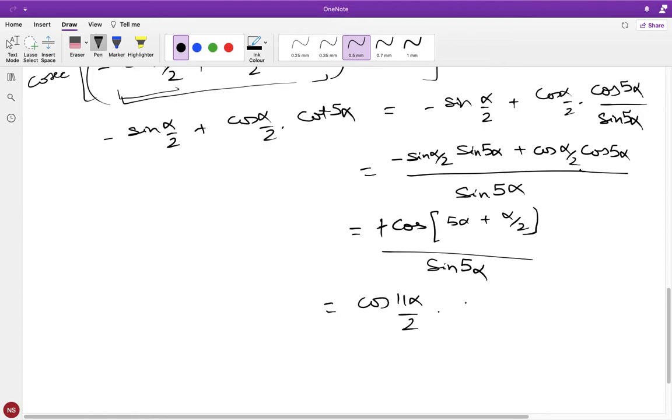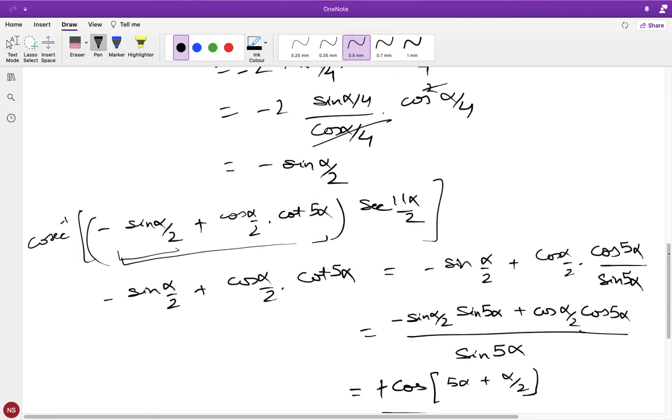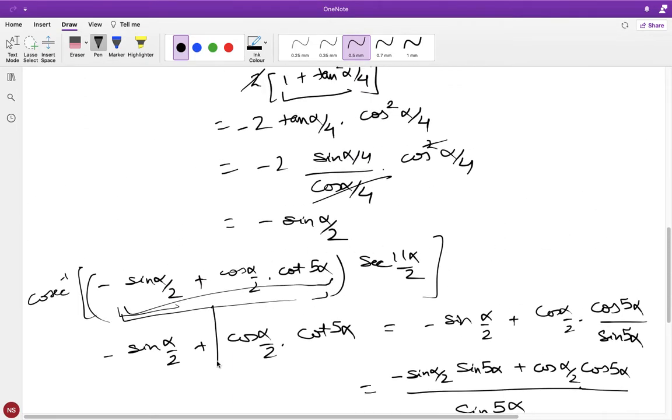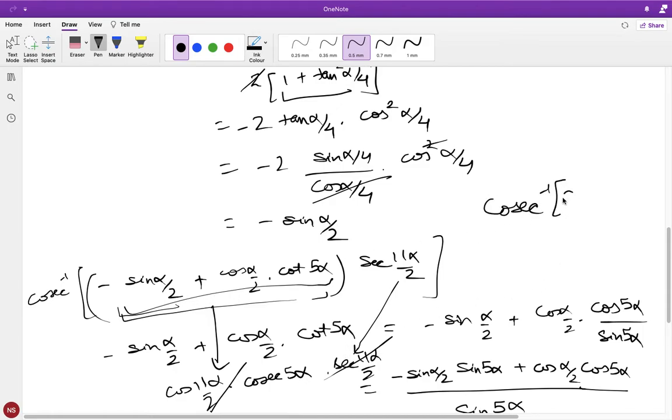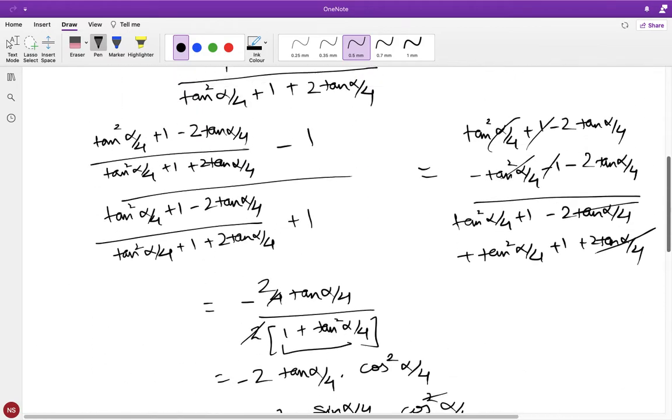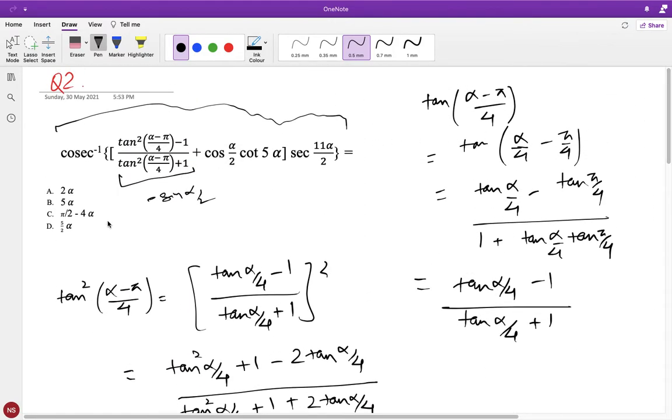And 1 by sin 5α is what? Cosecant 5α, right? So this whole thing is nothing but cos(11α/2) into cosec 5α. Now this will be multiplied with sec(11α/2). So this is 1, and I'm left with nothing but cosecant inverse of cosec 5α in the end, which is just 5α. So the problem was big, but it solves on its own step by step. Okay, next problem.